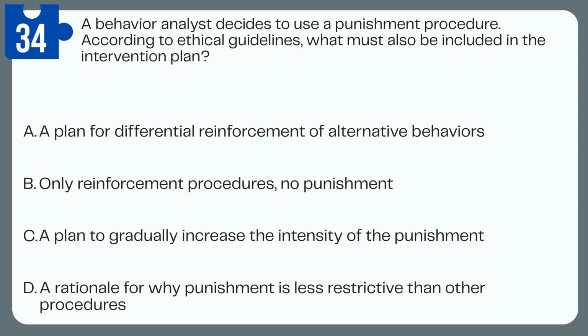Question 34. A behavior analyst decides to use a punishment procedure. According to ethical guidelines, what must also be included in the intervention plan? A. A plan for differential reinforcement of alternative behaviors. B. Only reinforcement procedures, no punishment. C. A plan to gradually increase the intensity of the punishment. D. A rationale for why punishment is less restrictive than other procedures.